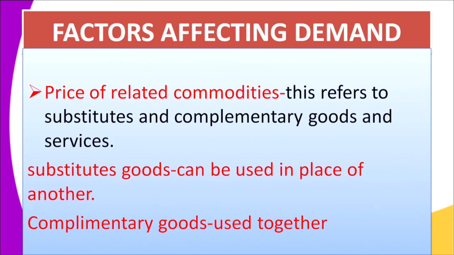So we'll find that when it comes to the price of related commodities affecting demand, for instance, if they are substitute goods, if one substitute good increases the price, its demand goes down, and the one that does not increase the price, its demand increases. Because we said at the beginning of the lesson that the higher the price of a product, the lower the demand, and the lower the price of a product, the higher the demand.